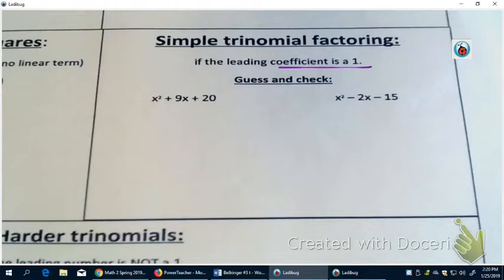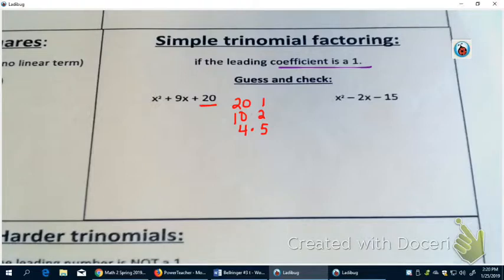Okay? So for the first one, what you want to do is think of all the factors, or all the things that multiply to give you 20. Well, because you start with that last number. Well, there's 20 and 1. There's 10 and 2. There's 4 and 5. And that's it. All right.